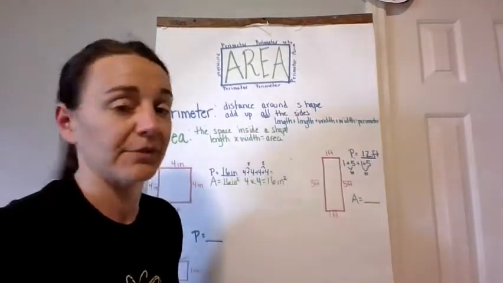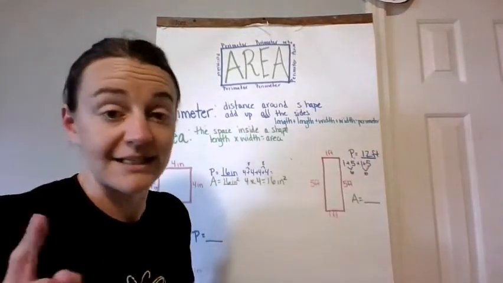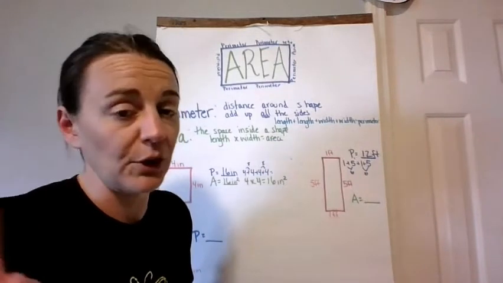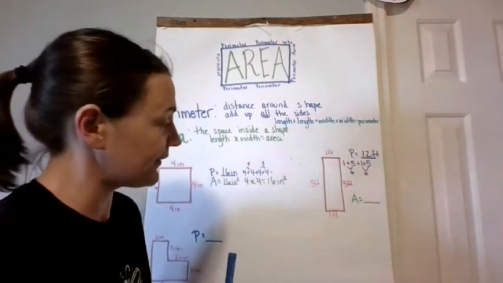Now, that is the perimeter, 12 feet. Does it have the little 2 to show squared? Nope, not for perimeter, only for area.